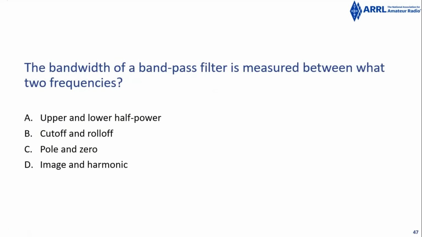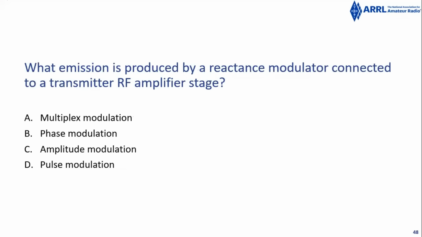The bandwidth of a bandpass filter is measured between what two frequencies? It's a bandpass filter, so you've got an upper and a lower. So it'd be the upper and lower half power or cutoff points, A. What emission is produced by a reactance modulator connected to a transmitter RF stage? So a reactance modulator is used in phase modulation. B.